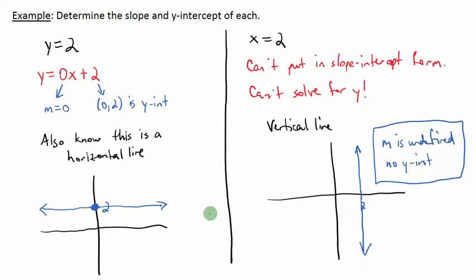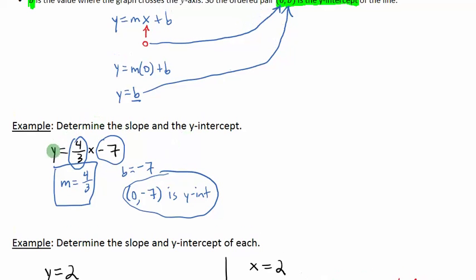Okay, so those are a couple strange examples, but if you have a y and an x, which most linear equations in two variables have, then you can always get y by itself, and then once you've done that, you can easily identify your slope and y-intercept.